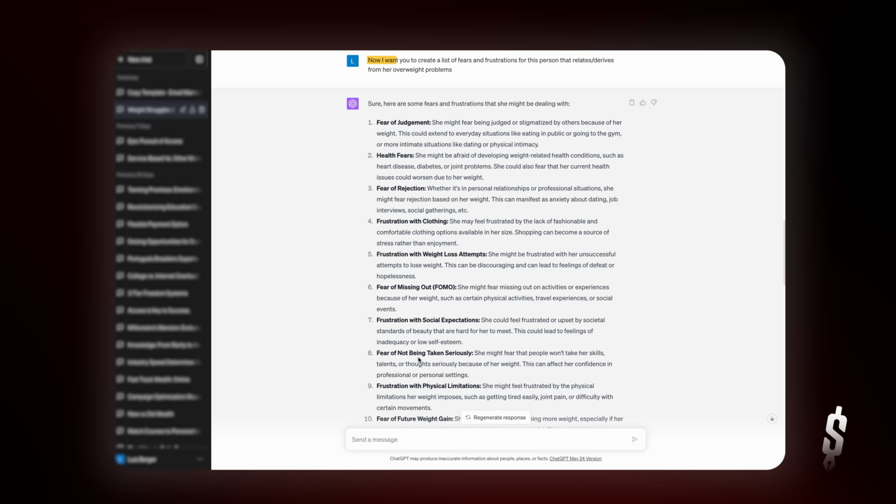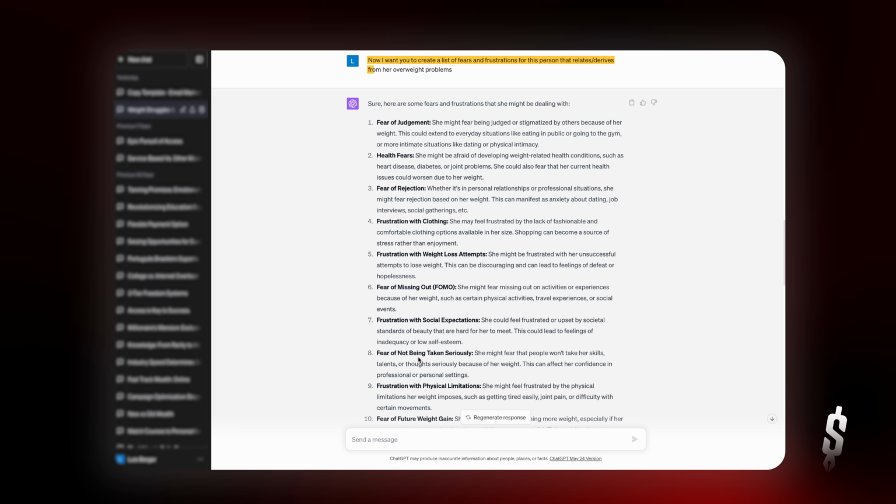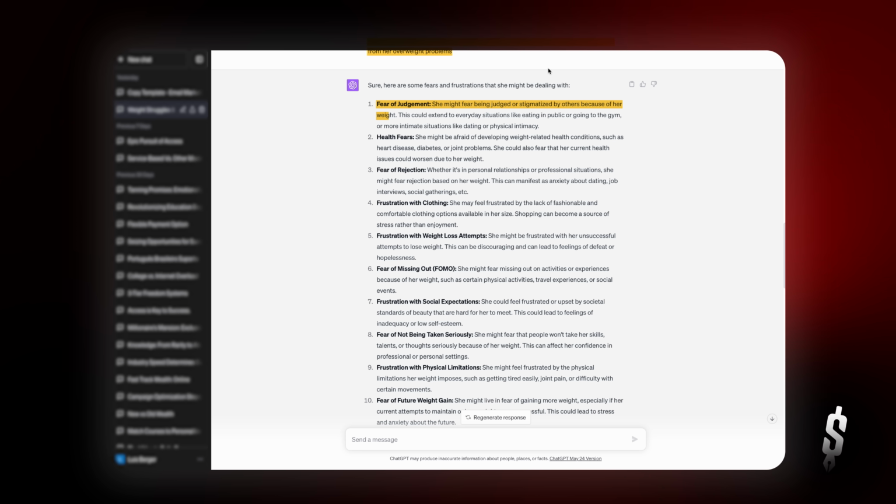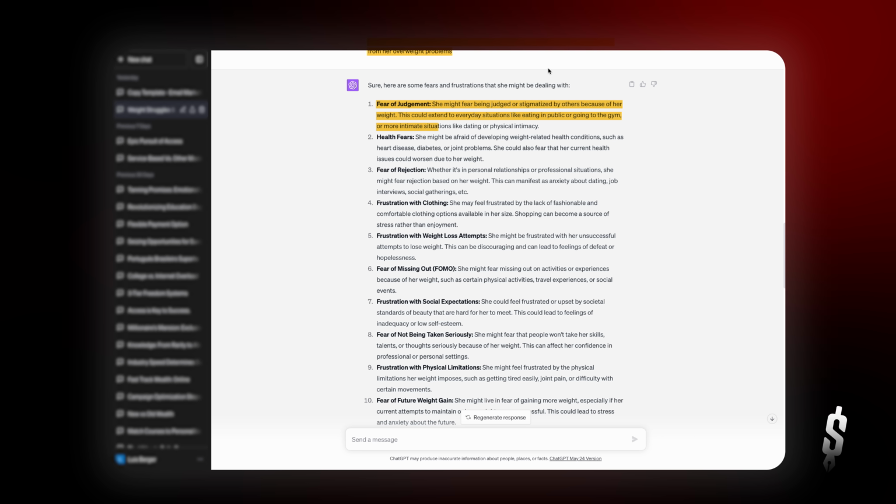Now, I wanted to create a list of fears and frustrations for this person that derives from her overweight problems. Sure, here's the list. Fear of judgment. She might fear being judged or stigmatized by others because of her weight. This could extend to everyday situations like eating in public or going to the gym, or more intimate situations like dating or physical intimacy. She might be afraid of developing weight-related health conditions, such as diabetes or joint problems.